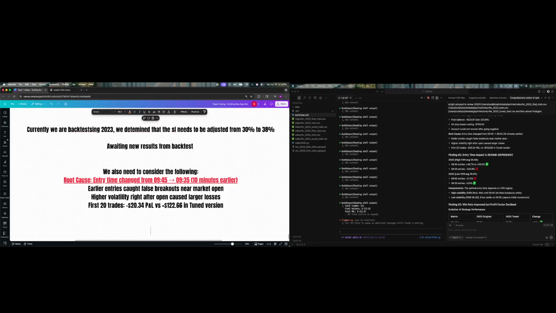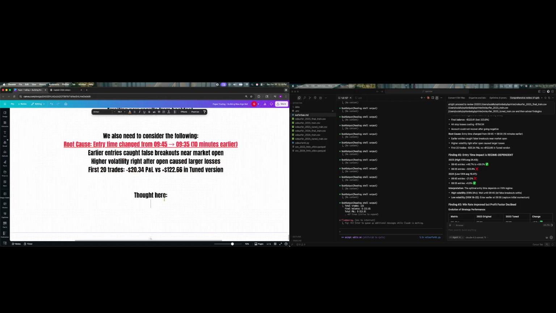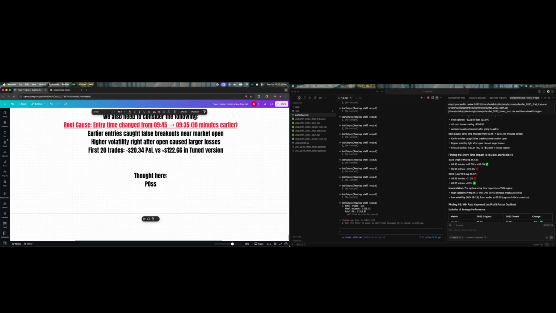So thought here, possibly an adaptive entry for low versus high VXN.